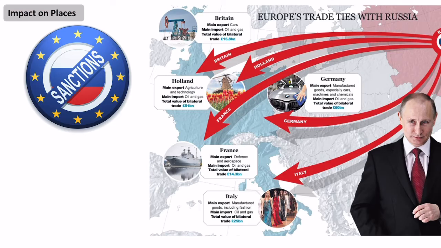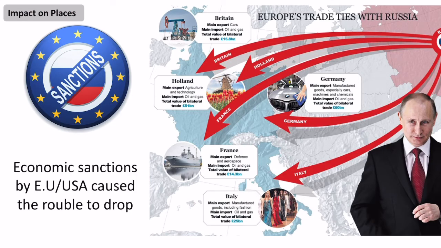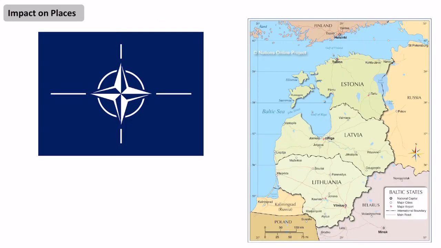We also see other impacts on places in the fact that Russia, because of their involvement here, actually got lots of sanctions put on them by the EU and the USA. And because of these economic sanctions put on Russia, they weren't going to trade. The ruble, the Russian currency, actually started to drop. So their economy started to do much worse because of this.